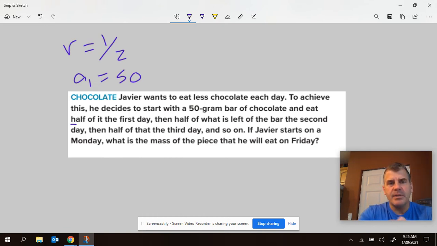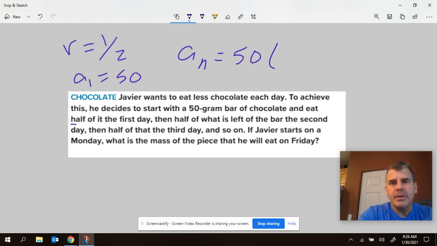Okay, so let's look. What is the formula for this? First of all, to be able to answer the question, because we want to determine what's the mass after so many days, we're going to go, well, a sub n is equal to 50 times 1/2 to the n minus 1.